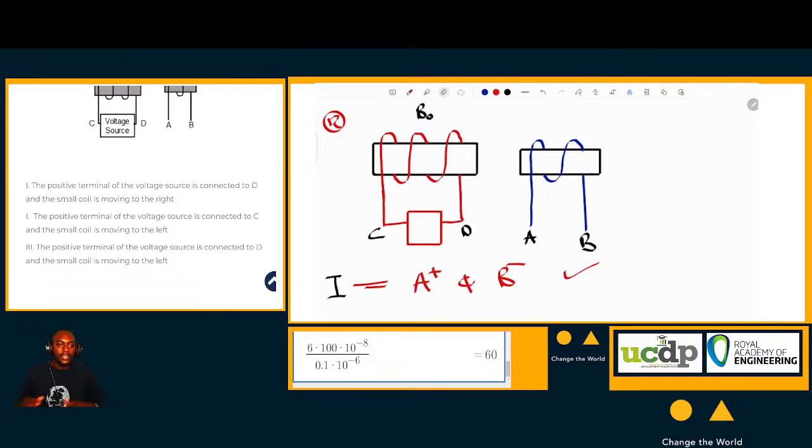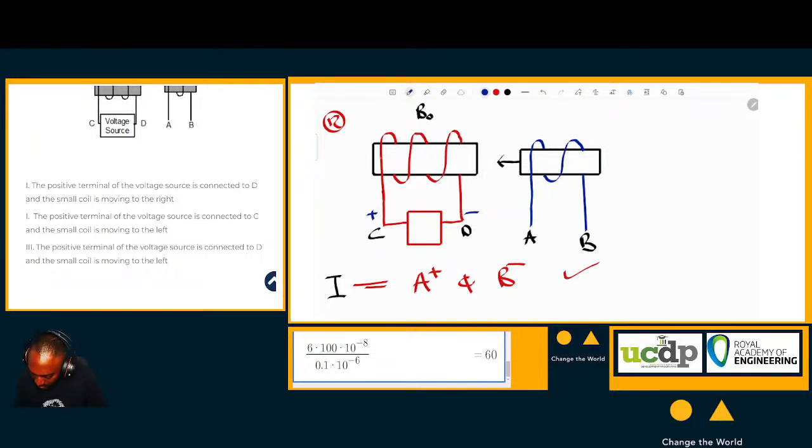Right, what is case 2 saying? You see that there is no 2 there, but there's a second 1, which is our case 2. It says the positive terminal of the voltage source is connected to C, and the small coil is moved to the left. So this coil is moved to the left. And then positive is C and D is negative.